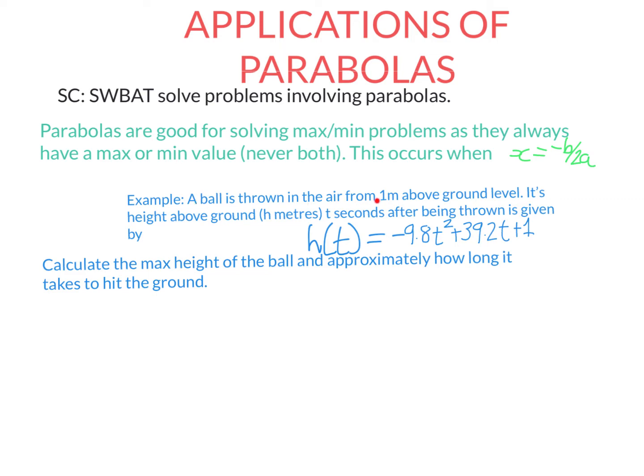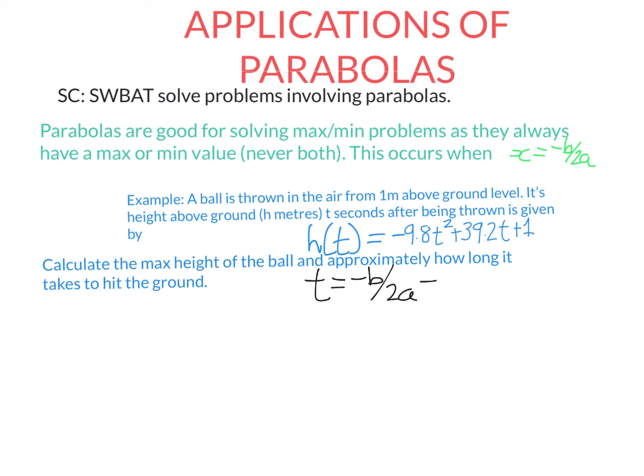So a ball is thrown from 1 meter above ground level, and this equation here tells us the height in meters above ground after t seconds. We're going to calculate the maximum height of the ball and how long it takes to hit the ground. So let's start with this point here, the maximum height of the ball. So straight away, maximum quadratic, we should think x equals negative b over 2a. But here, h is like our y variable and t is like our x variable. So the maximum is going to occur when t equals negative b over 2a.